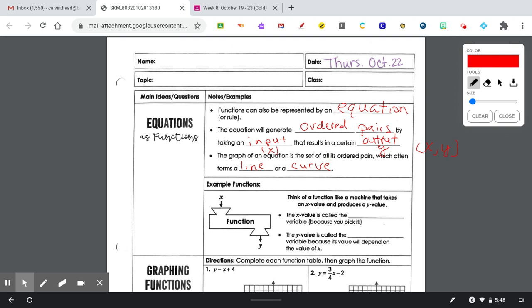Okay. So think about this. The x value is called the independent variable, which is also our input. So you input the x, and then the dependent variable is the y, which we also consider as the output. Now, what we're going to do is go down here and do some examples of how this really works.